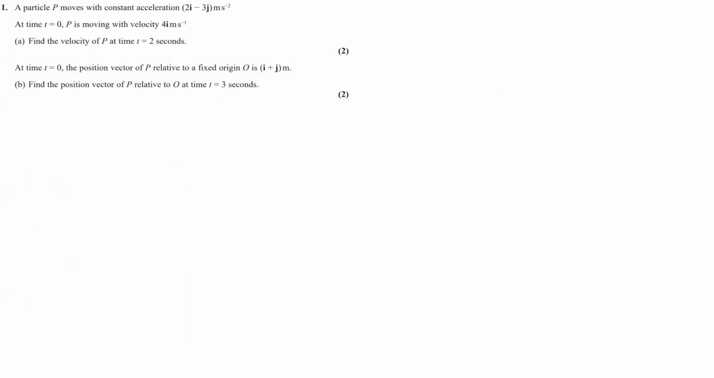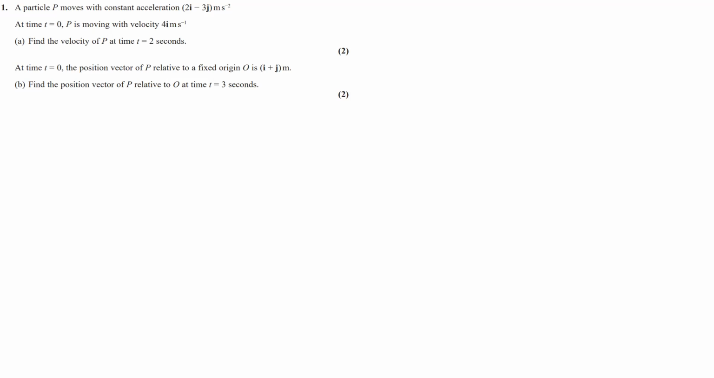Okay, question one, it says a particle P moves with constant acceleration. When you see the phrase constant acceleration, it means SUVAT and F equals ma. Okay. So at time t, it's moving with velocity 4i, so that's going to be our U. Find the velocity when time is equal to 2 seconds.